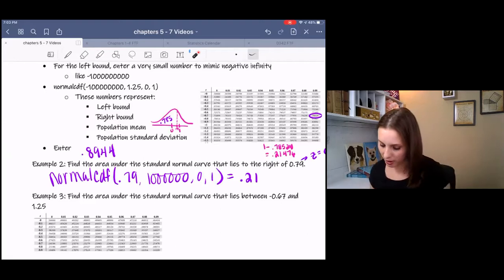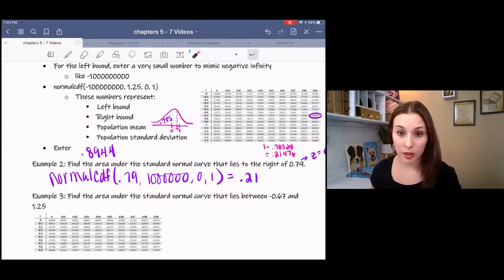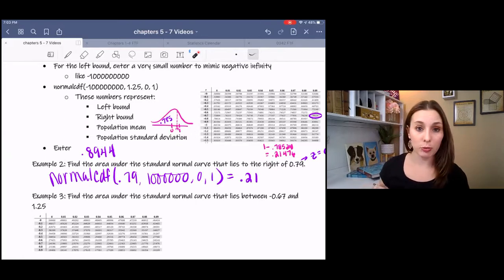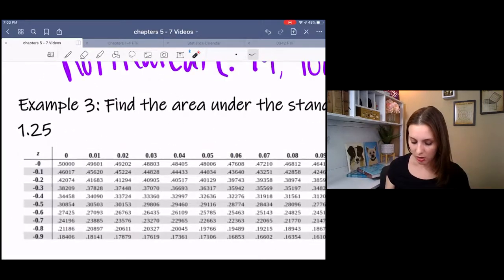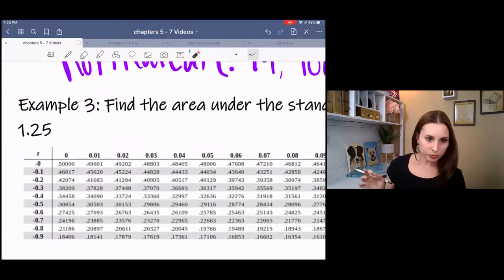So the next one, it says find the area under the standard normal curve that lies between z-scores of negative 0.67 and 1.25. And this is not in your notes, I added it later. This is a negative z-table.